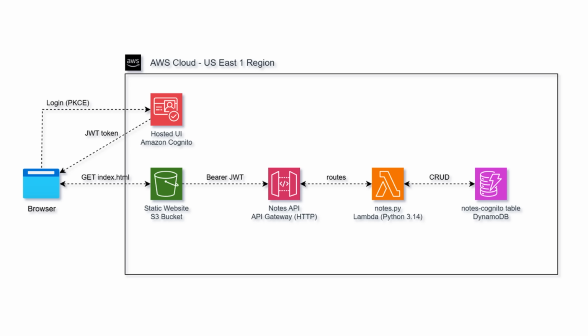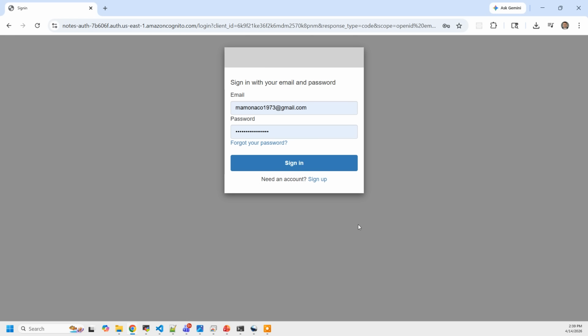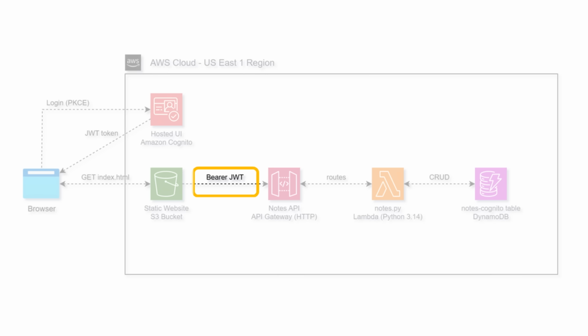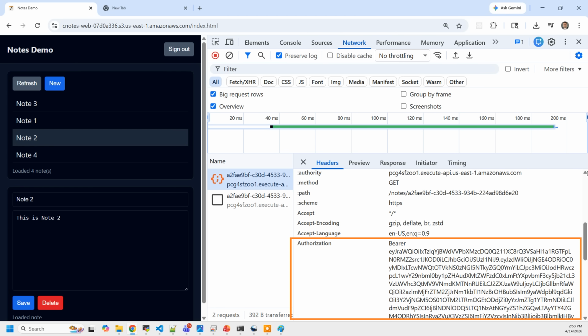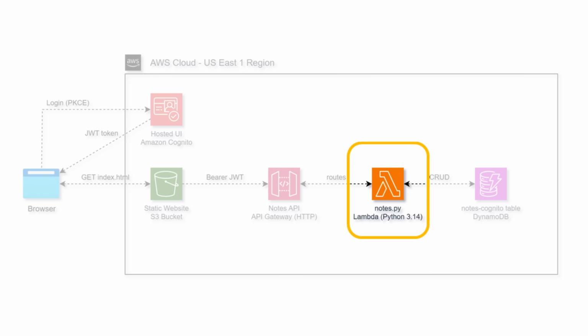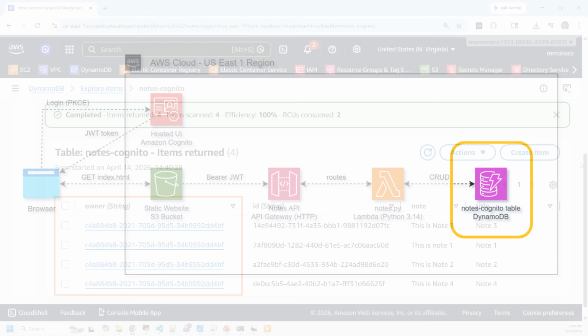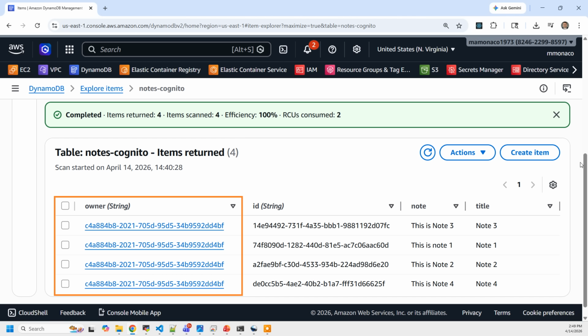Let's walk through the architecture before we build. The user opens a static web app from S3 and signs in with Cognito. Cognito returns a JWT, and that token is sent with every API request. API Gateway validates the token before the request is allowed through. Lambda handles the request and runs the application logic. DynamoDB stores the data. The owner field is scoped to the authenticated user.